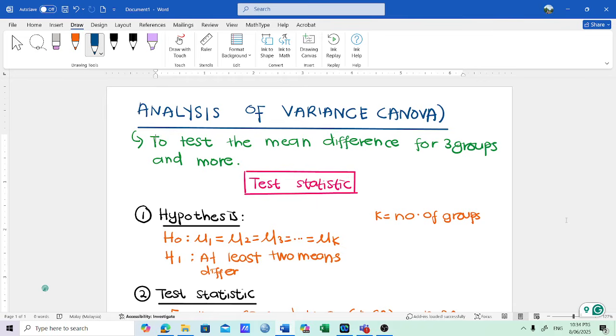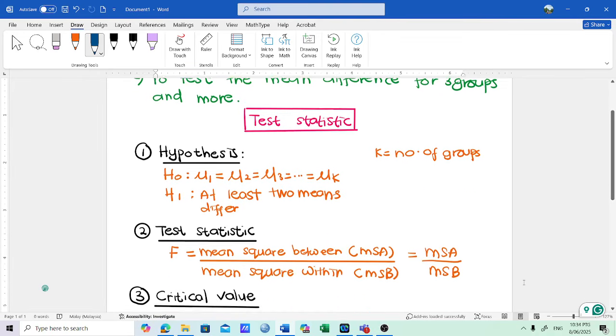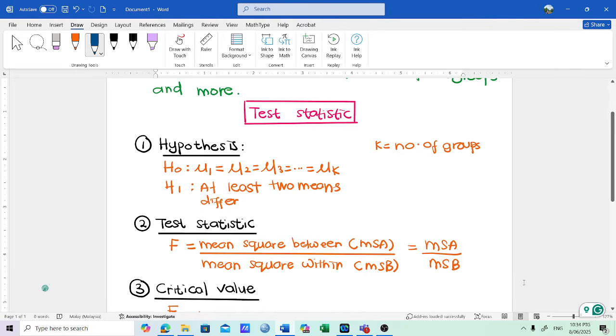The first step is to state the hypothesis. For ANOVA, the null hypothesis can be written such that mu1 equals mu2 equals mu3 and so on until mu k, where k is the number of groups. Let's say that k is equal to 3. So, the null hypothesis can be written such that mu1 equals mu2 equals mu3.